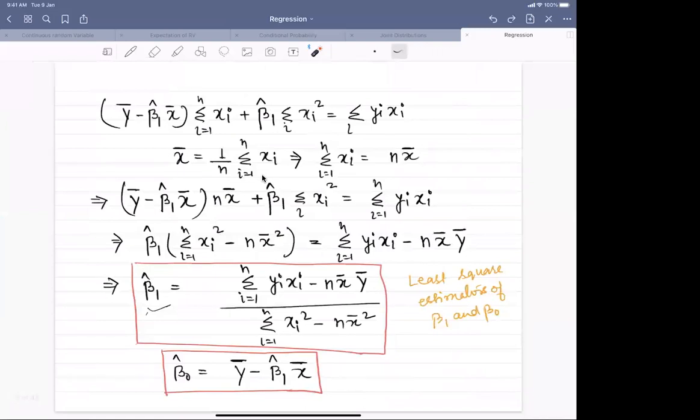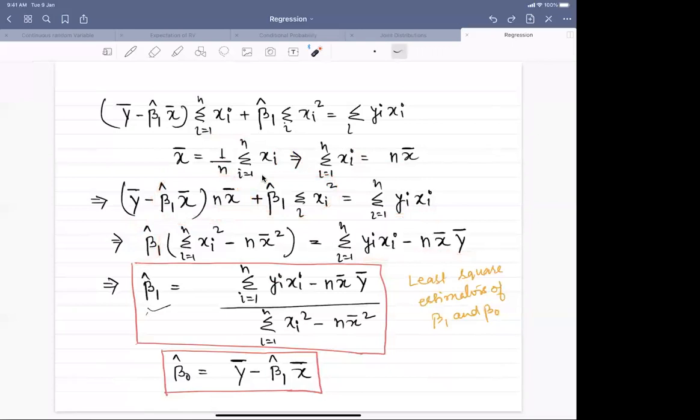Now if we further simplify this and use these definitions, x bar is 1 by n summation over i = 1 to n xi, and that means we can write summation over i = 1 to n xi is equal to n x bar, right? So this we will replace here. So you can see that y bar minus beta 1 cap x bar times n x bar, plus beta 1 cap summation over i = 1 to n xi square is equal to summation over i = 1 to n yi xi. Then we can take those terms which are associated with beta together. So beta 1 cap summation over i = 1 to n xi square, and the other term will be minus n x bar square, and the other terms will go on the other hand side, that is summation over i = 1 to n yi xi minus n x bar y bar.